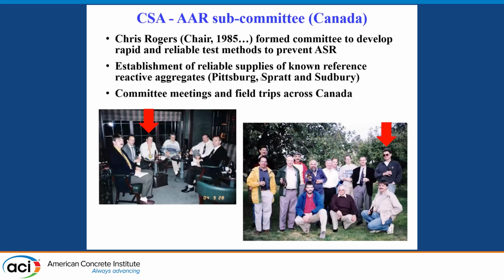Everybody knows about the famous Spratt limestone from Ottawa that has been used in a very large number of studies all around the world. And those committee meetings were actually located in different parts of Canada. We had field trips across the country, and there were also stories about friendship and hard work in this committee. So it was a real good time.